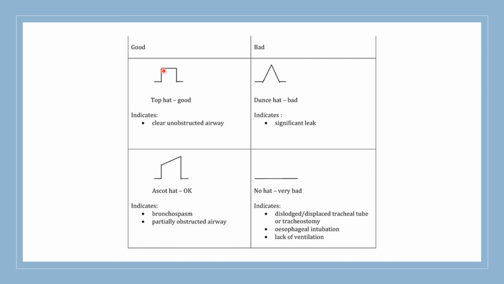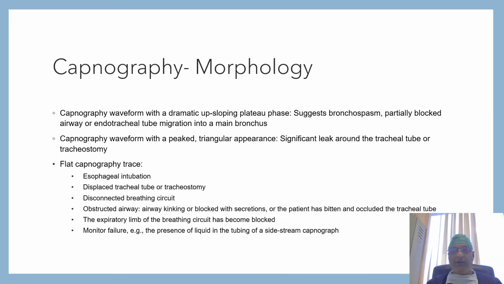Here the top of the square is flat and it denotes unobstructed, clear airways. Here the top of the graph is steep and this phase belongs to emptying of alveoli. So any steepness here denotes prolonged alveolar emptying, as may be the case during bronchospasm and when the airway is partially obstructed. This is a flat line and it is an indication of various possibilities including dislodged or displaced airway, esophageal intubation or cardiac arrest. Now we see capnography morphology in different conditions.